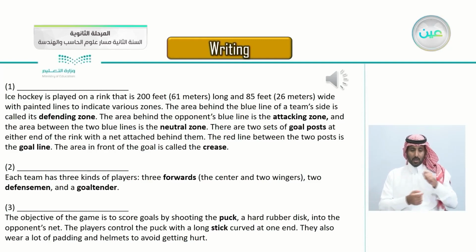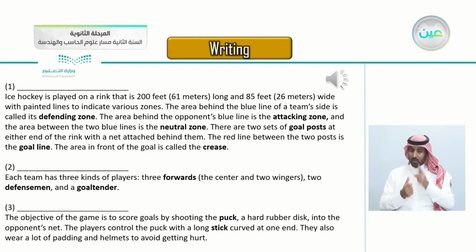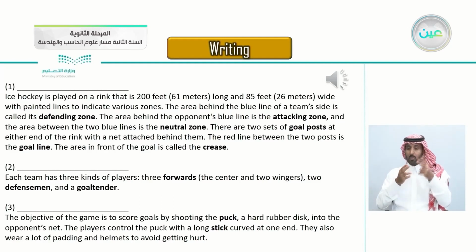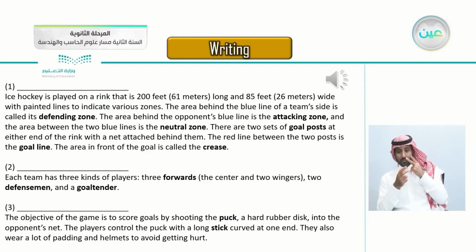Ice hockey is played on a rink that is 200 feet, 61 meters, long and 85 feet, 26 meters, wide with painted lines to indicate various zones. The area behind the blue line of a team's side is called its defending zone. The area behind the opponent's blue line is the attacking zone, and the area between the 2 blue lines is the neutral zone. There are 2 sets of goal posts at either end of the rink with a net attached behind them. The red line between the 2 posts is the goal line. The area in front of the goal is called the crease.